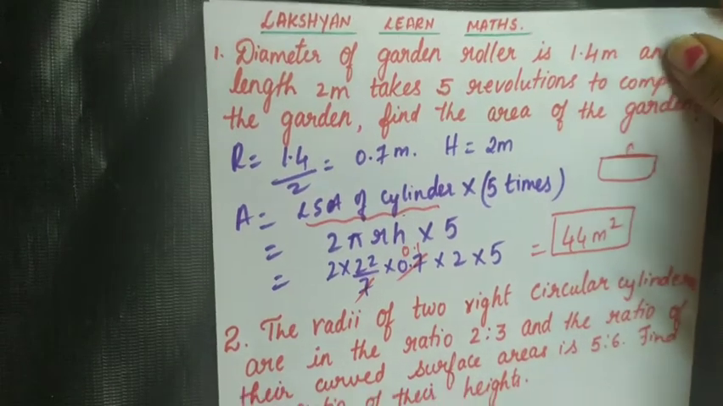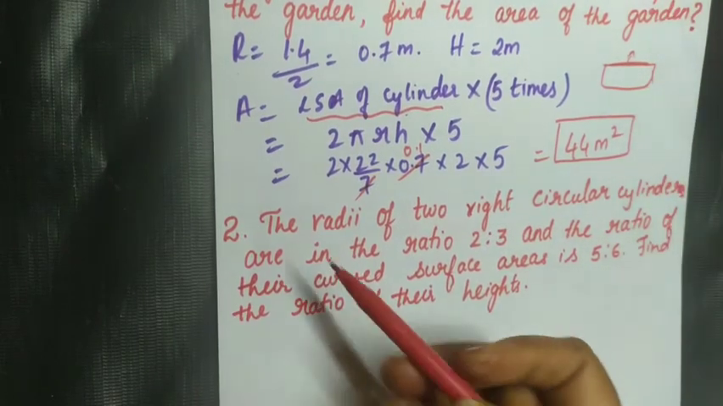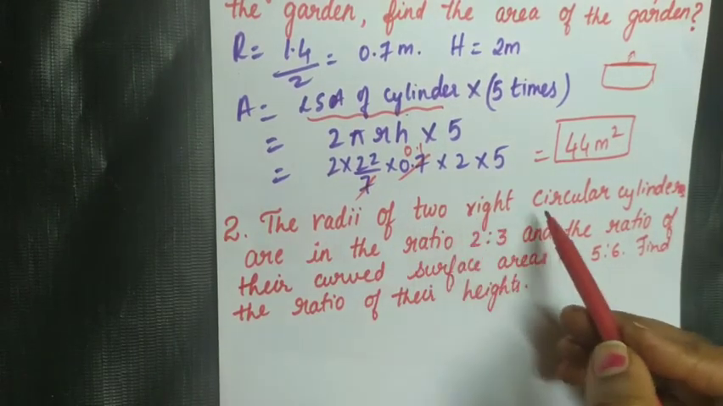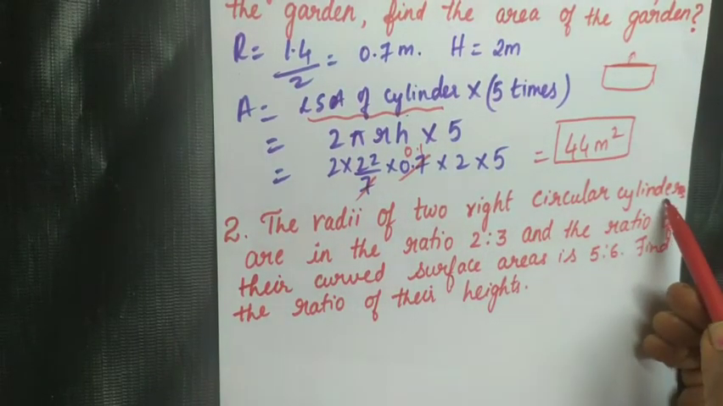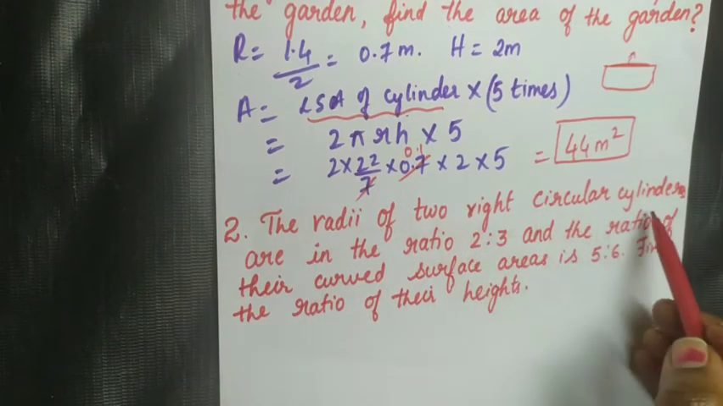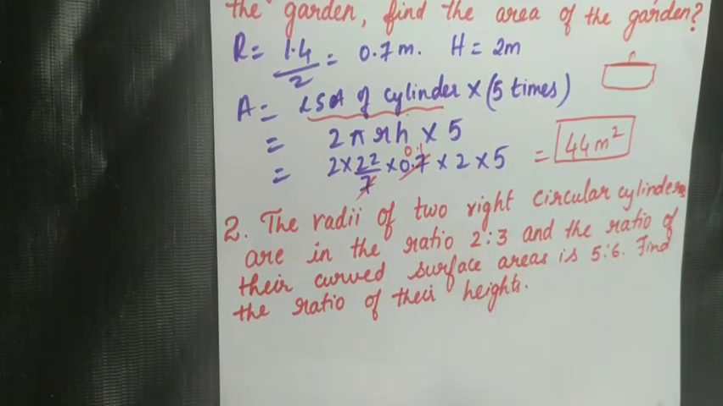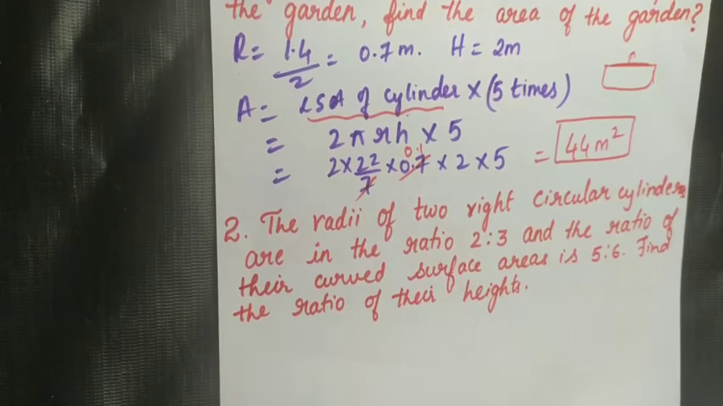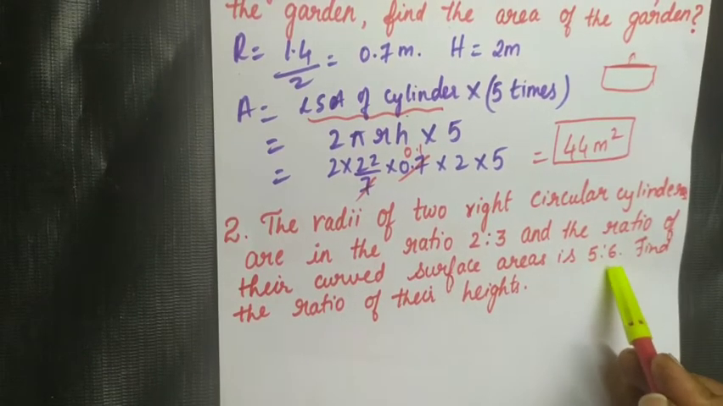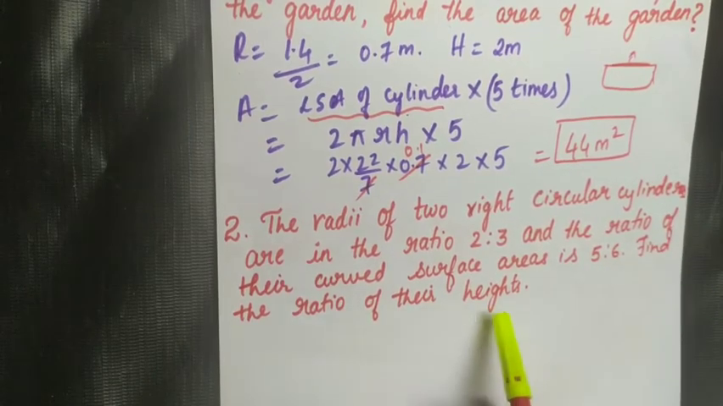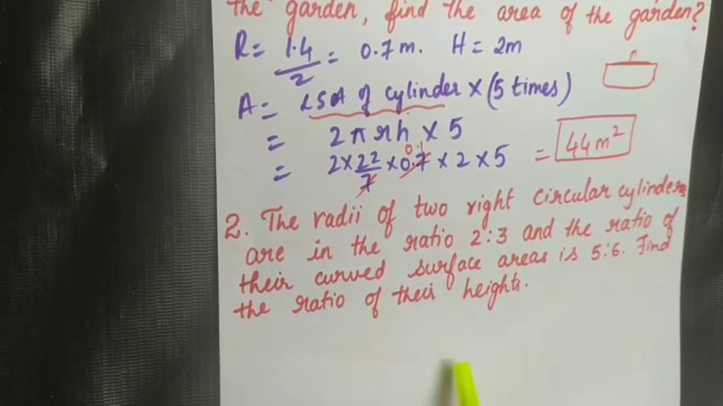Okay, now let's see the second problem. The radii of two right circular cylinders are in the ratio 2:3, and the ratio of their curved surface area, which is nothing but lateral surface area, is 5:6. Then find the ratio of their heights. We are supposed to find the ratio of their heights.